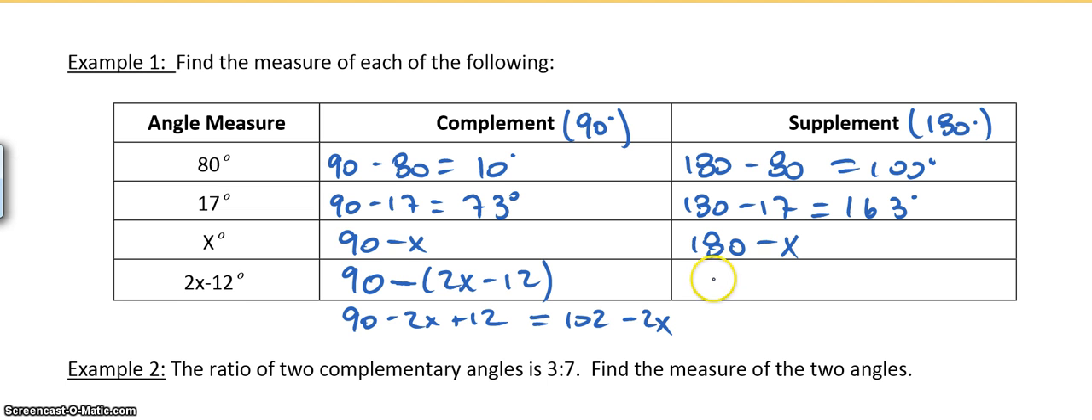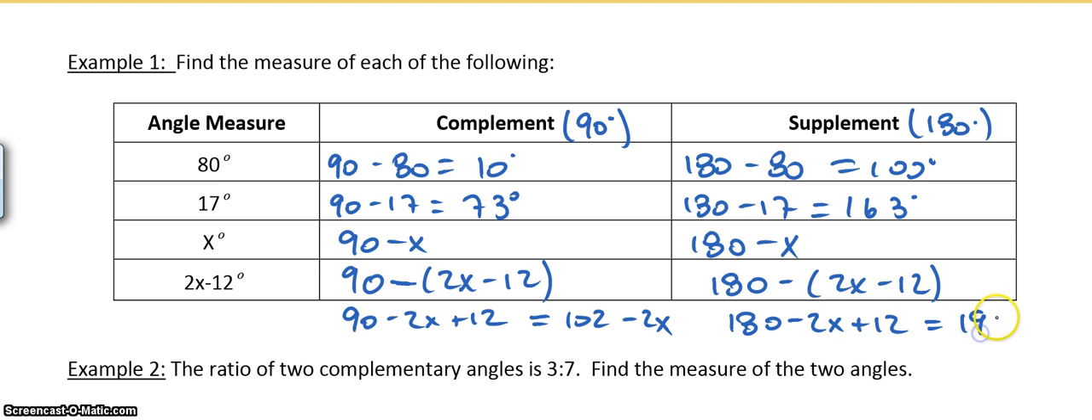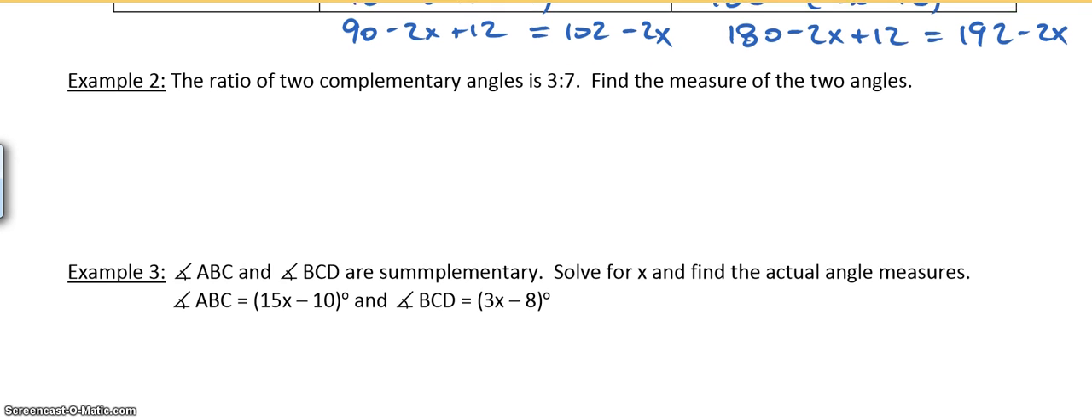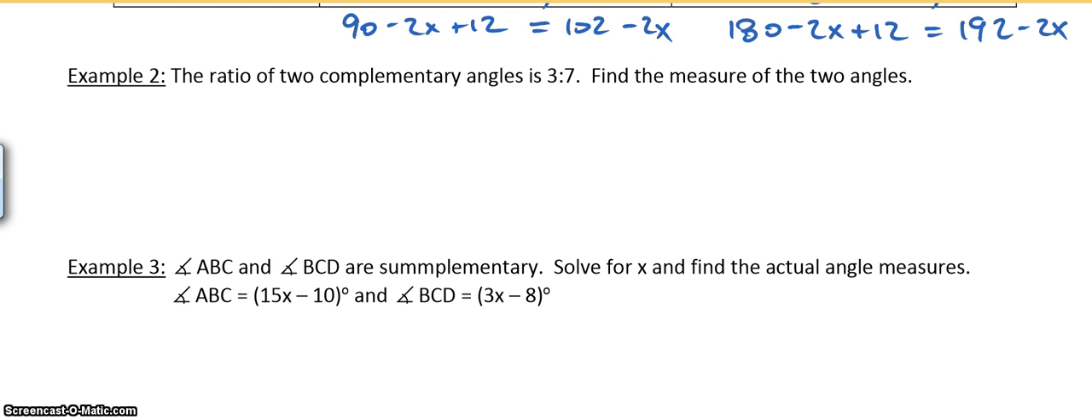Now over here, we would take 180 minus the quantity 2x minus 12. Same idea, distribute. You get 180 minus 2x plus 12, which is 192 minus 2x. And again, we could substitute any value in for x and find my complement or supplement. Alright, good stuff.